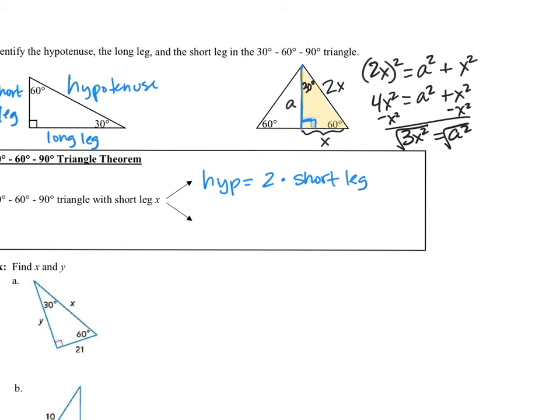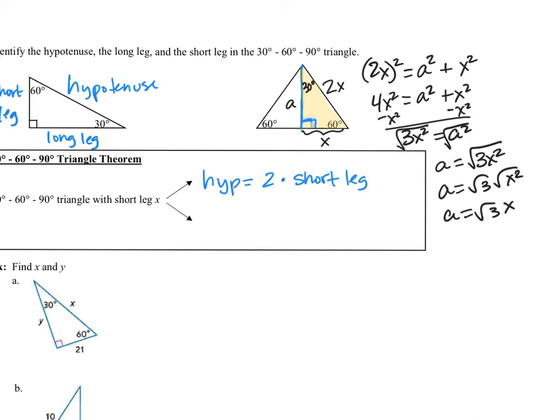Okay, and I'm going to turn this around and write it as a equals the square root of 3x squared, or we could write that as the square root of 3 times the square root of x squared. And then I can simplify this, right? Because the square root of x squared would just be x. So we finally get that a is equal to the square root of 3 times x. In other words, in terms of our picture, a is equal to the square root of 3 times x, where x is that short leg.